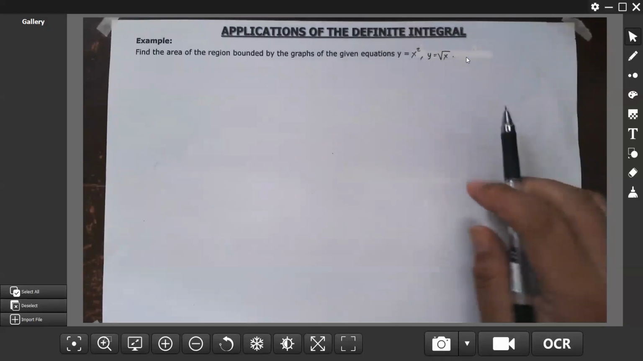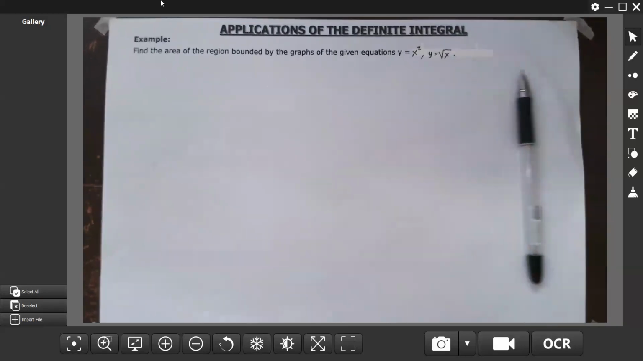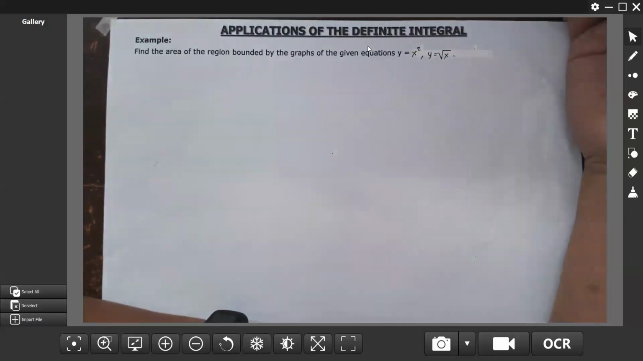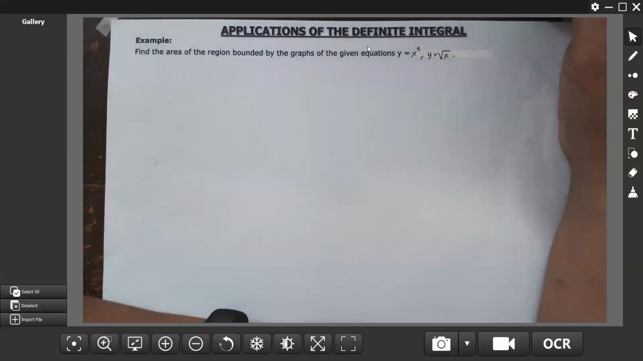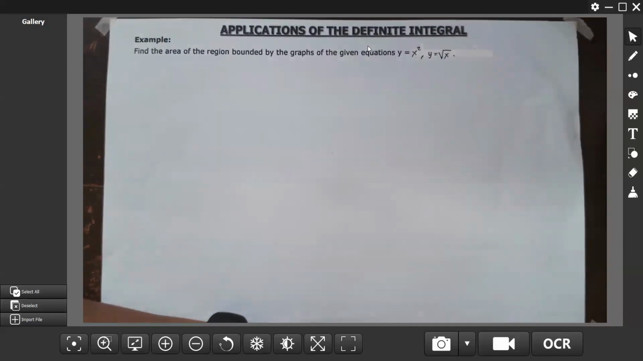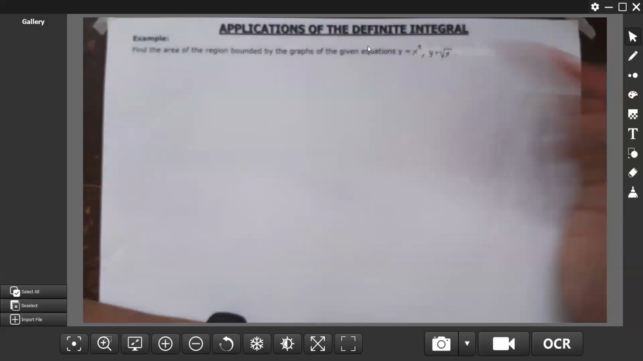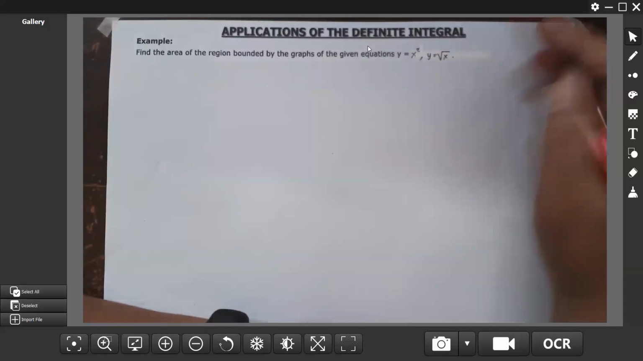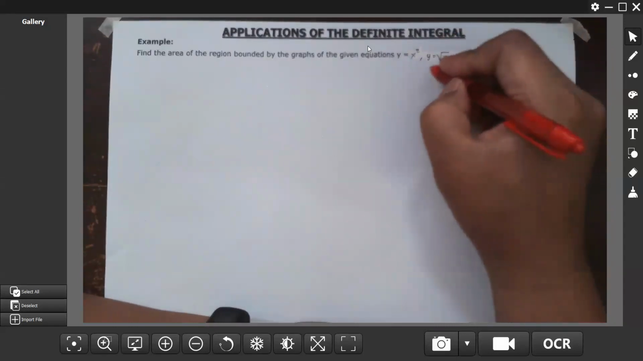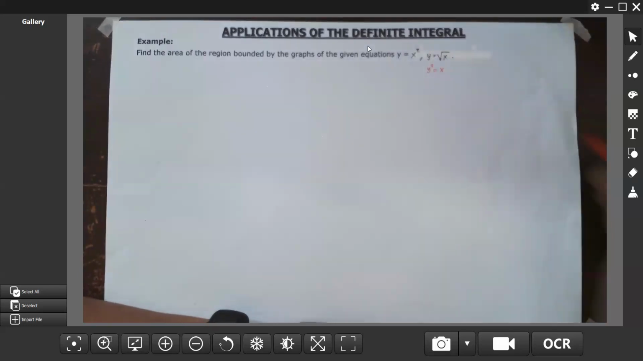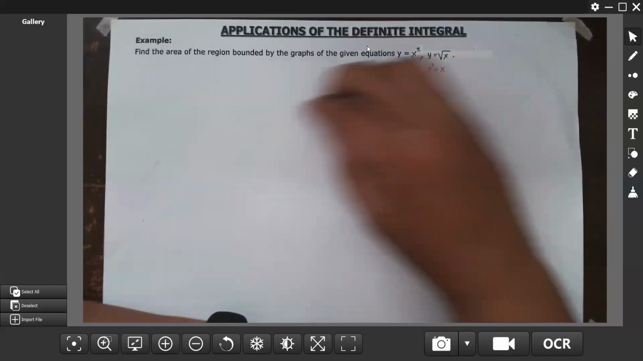This is our third problem. Find the area of the region bounded by the graphs of the given equations: y equal to x squared, and the other one, y equal to square root of x. If we get rid of the radical sign, this is just y squared equal to x.